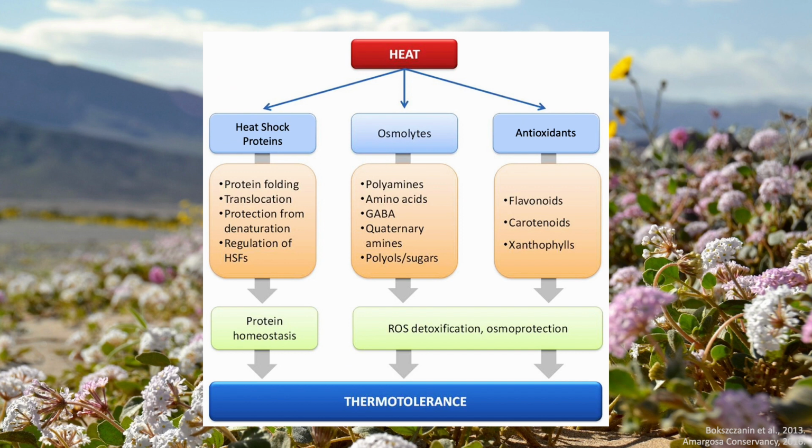Other heat stress responses in plants include the production of antioxidants to counter harmful reactive oxygen species and osmolytes to stabilize proteins and maintain cell turgor. Plants have adapted many strategies to counteract heat stress and to thrive in different climates. Understanding heat stress and plant thermotolerance is key to adapting agriculture to rising global temperatures.